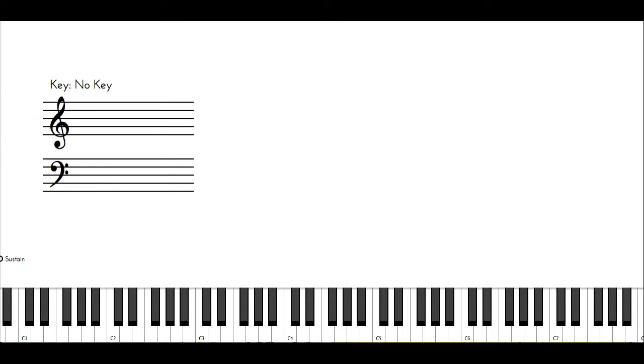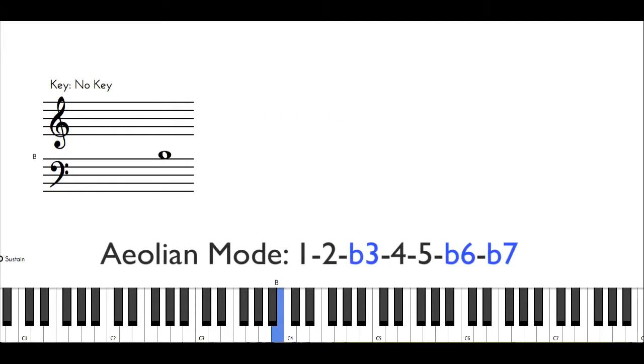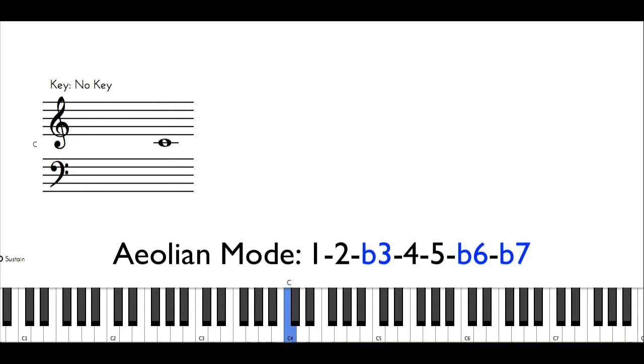So when I play A minor, what I would have is 1, 2, flat 3, 4, 5, flat 6, flat 7, back to 1. Again, I'm comparing the Aeolian mode to the major scale.